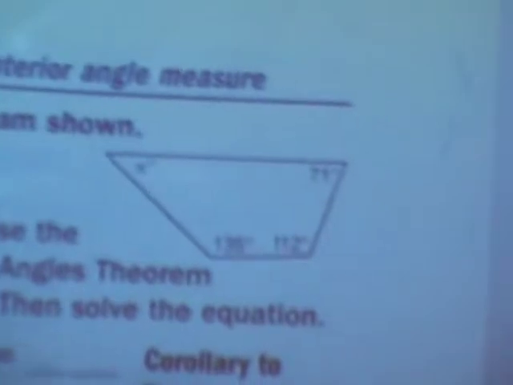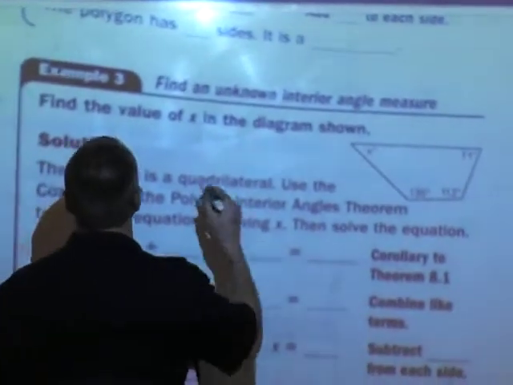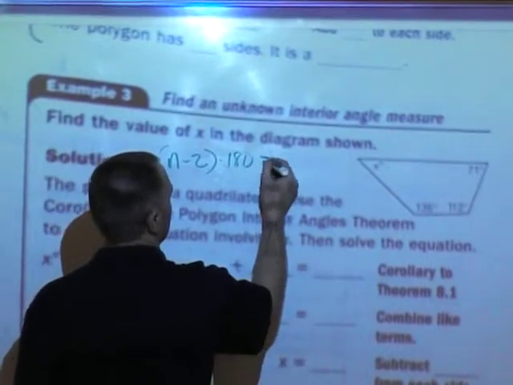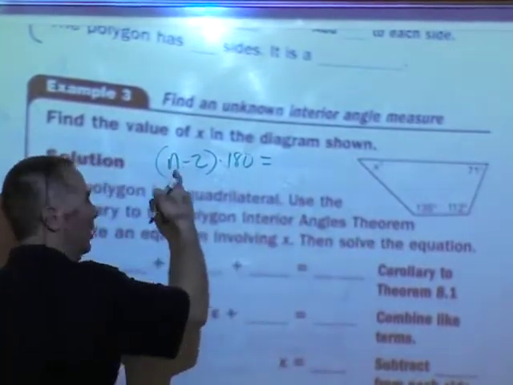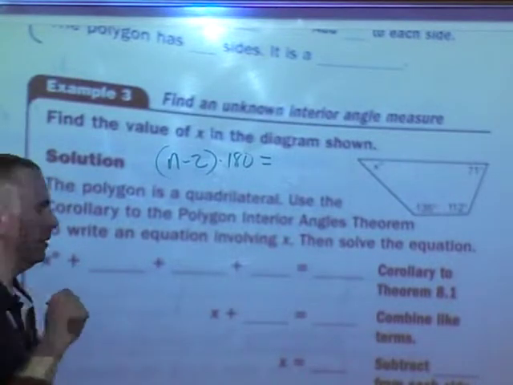Find the value of x in the diagram. Oh no! A different type of problem here. So now we need to know a little bit about this. So let's see, n minus 2 times 180 equals something we don't know. All of these added together, right? Do we know what n is? What's n? N is 4.